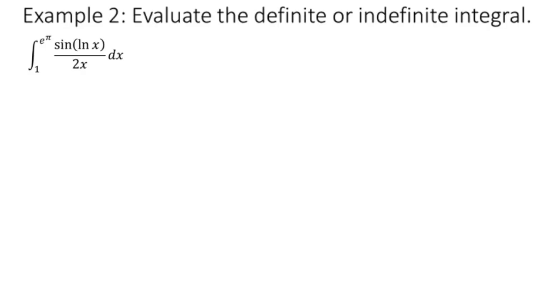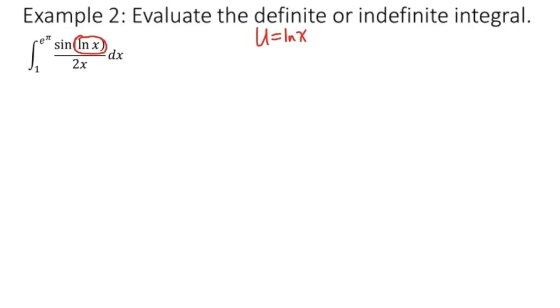Now we're going to find the definite integral from 1 to e to the pi of sine natural log of x all over 2x. Unlike the previous examples, we can clearly see an expression trapped inside of a function. Here we see the natural log of x within the sine function. So we'll try making that our u.